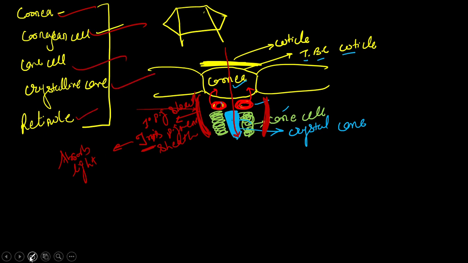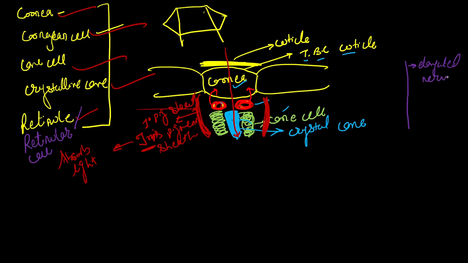Now let's jump to the retinulae. The retinulae are also called retinular cells. Now, one retinular cell, if I draw it like this, this is one retinular cell, which is nothing but an elongated nerve cell. It is an elongated nerve cell, and it is present on the basement membrane.